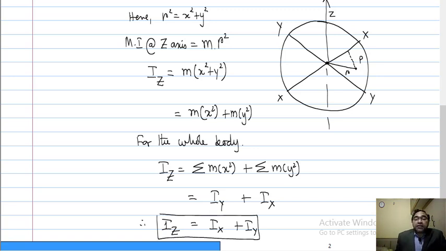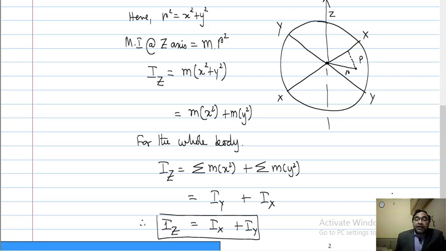It states that the moment of inertia of a body about an axis perpendicular to its plane is equal to the sum of the moment of inertia of the body about two axes which are perpendicular to each other, but contained in the plane of the body.